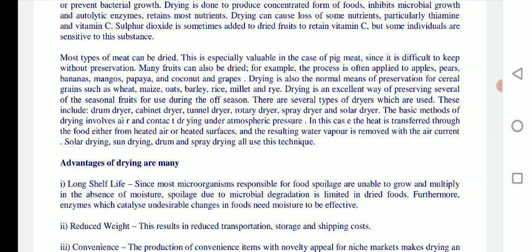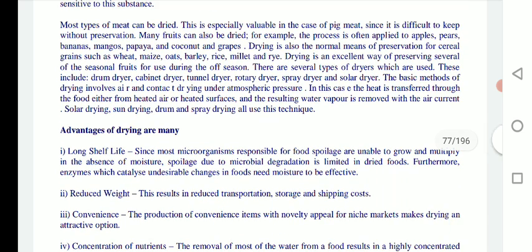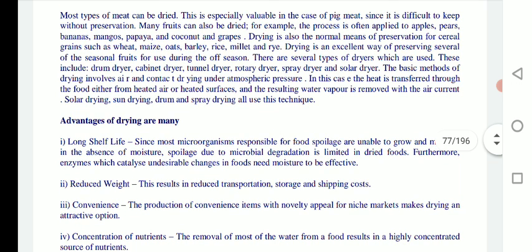So you have seen that most of the time we dry fruits and we consume those foods after drying. Drying is also the normal means of preservation of cereal grains such as wheat, maize, oat, barley, rice, millet, as well as rye. So in the case of millets and grains also, we dry them in an open environment to remove moisture from the grains, and we can keep this grain for a longer time. So drying is an excellent way of preserving several seasonal fruits for use in the off-season.